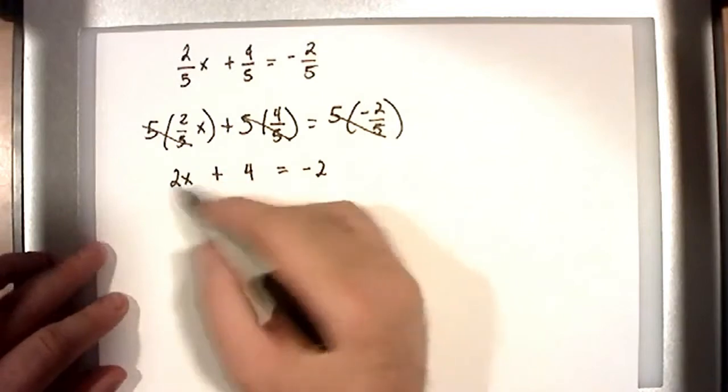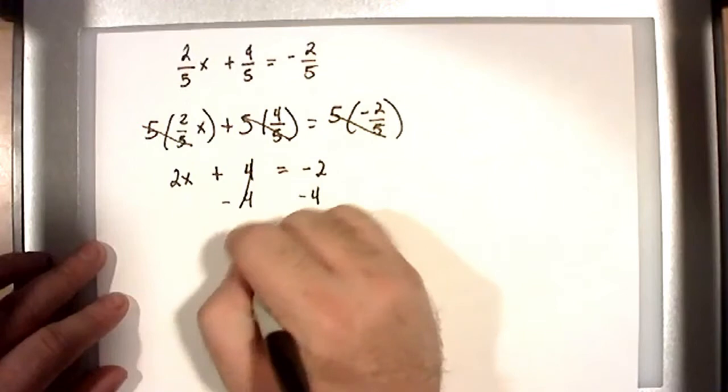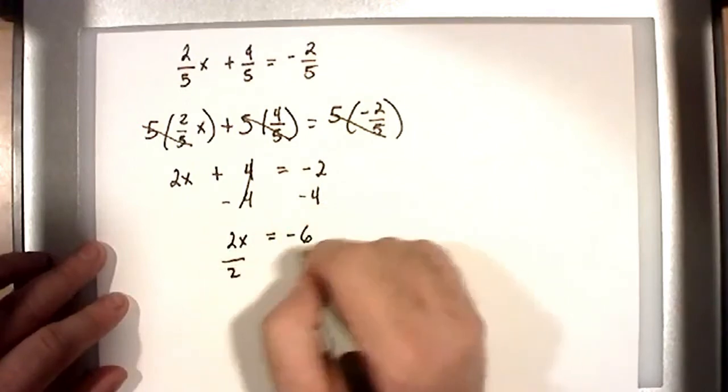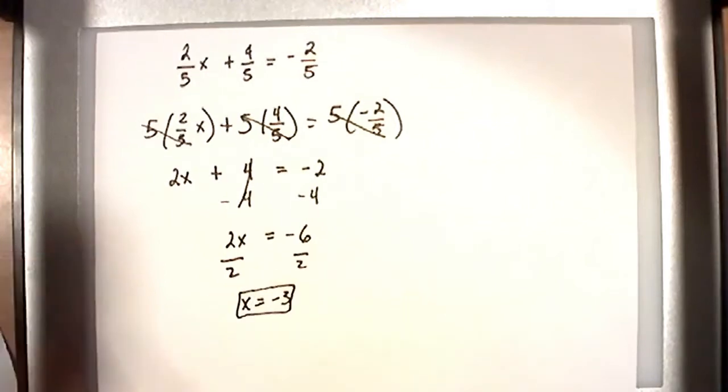Get 2x on its own, so we need to go ahead and subtract the 4 from both sides, right? So I'd have 2x equals -6, divided by 2, and x equals -3. Hopefully this is starting to come back to you. You've definitely done this before. It just depends on how long ago, okay?